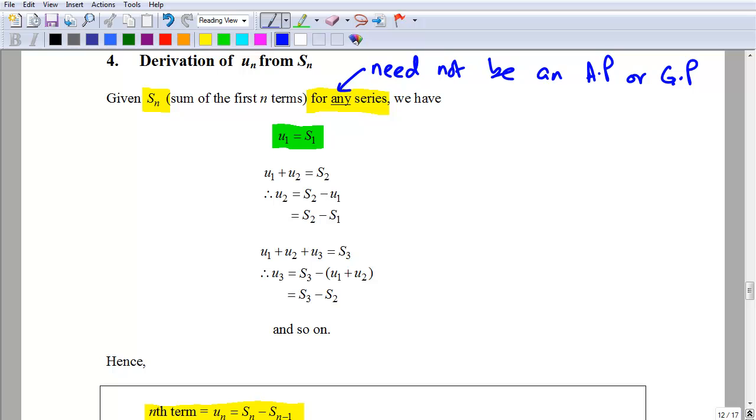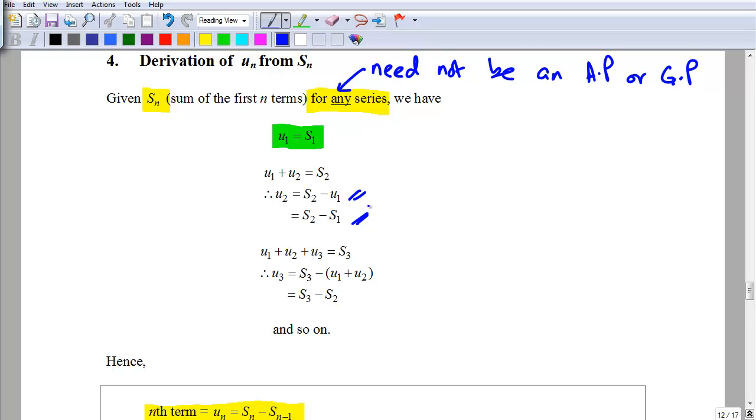How about if we have S2? S2 means U1 plus U2. So if we make U2 the subject, we will get S2 minus U1. And knowing that U1 equals S1, we will get U2 as S2 minus S1.